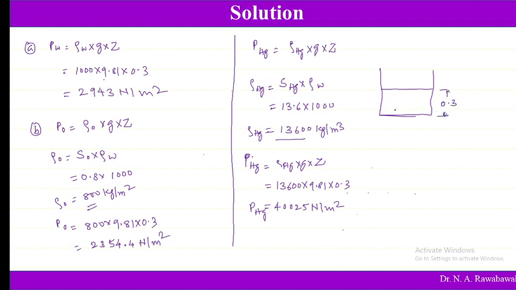Once we are taking water, once we are taking oil, and once we are taking mercury, the pressure intensity is going to change: here 40,025, here 2,354, and here 2,943. So it is proportional to H as well as the density of the liquid. If H is the same, then it is directly proportional to the density of the liquid. If the density of the liquid is higher, the pressure intensity exerted by this liquid at the base is also higher.